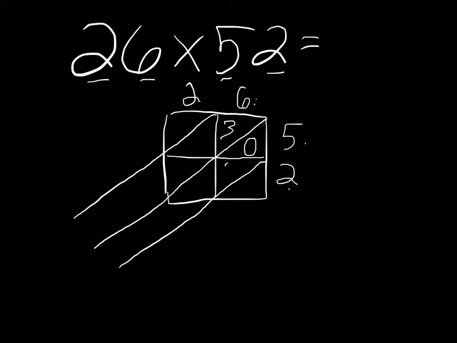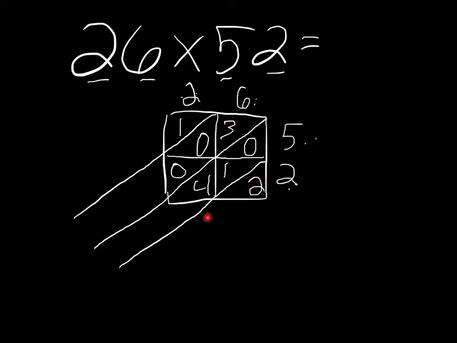6 times 2 is 12, so 12 goes in that box. 2 times 5 is 10, and 2 times 2 is 4. Notice when the product is a 1-digit number, we need to use a 0 to hold that place. Now we've done all of our multiplying. Now we can add all of our products up and get our final answer. And the way we add is along these diagonals.